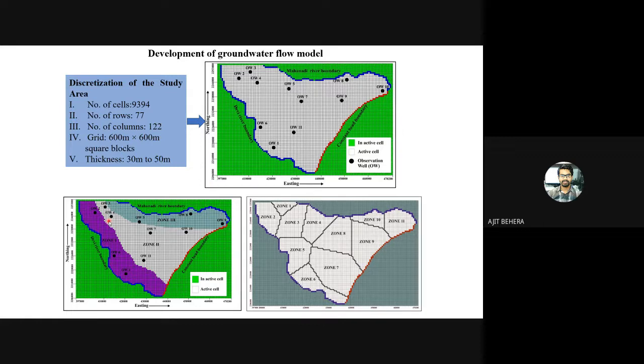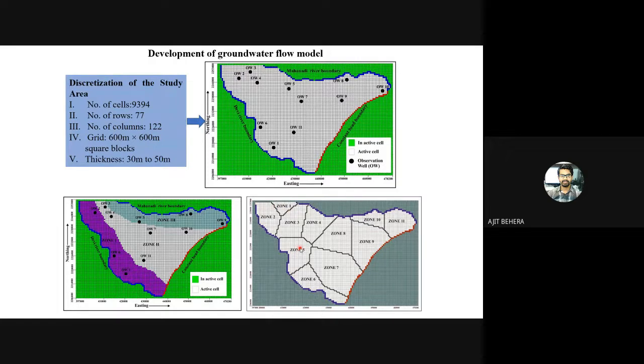Then we have three different zones, based on the hydraulic conductivity and specific yield. So now we are using the aquifer parameters here. We have classified this domain into three zones: zone 1, zone 2, zone 3, based on the hydraulic conductivity and specific yield parameters. Once again, we have classified the model domain into several zones. These zones are known as recharge zones.